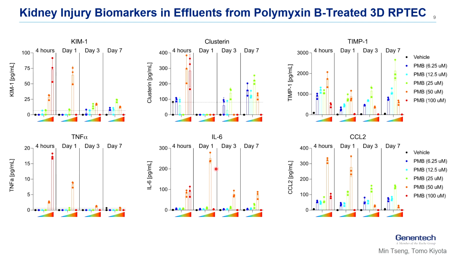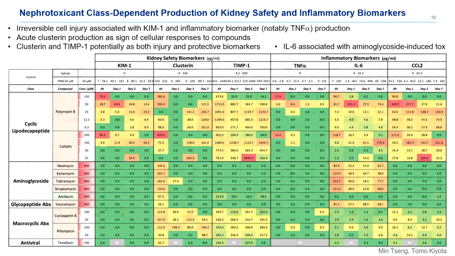And the other pro-inflammatory cytokine, IL-6, clearly shows this nice correlation with the other biomarkers as well, and CCR2 as well. So this is just an example with polymyxin B. Now another super busy slide. You don't necessarily need to read it, but this is a busy summary table of the biomarker production for each class of the nephrotoxicant.